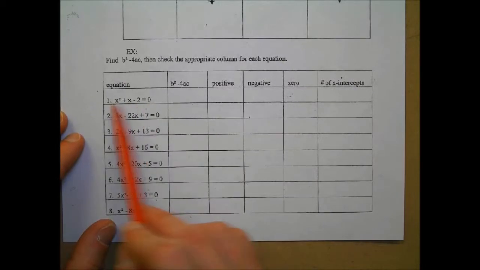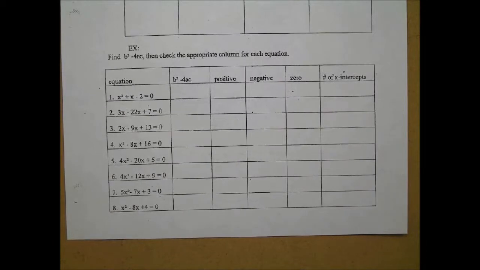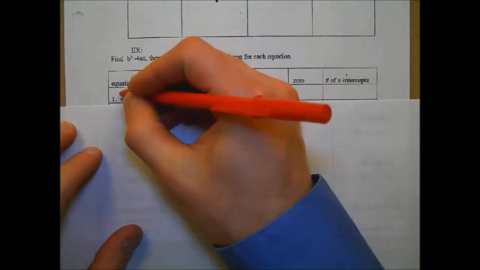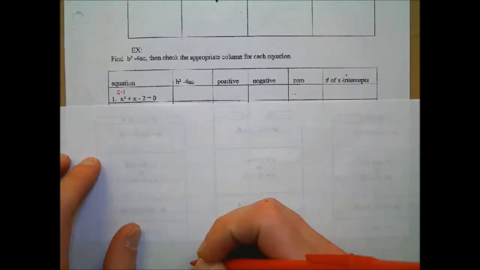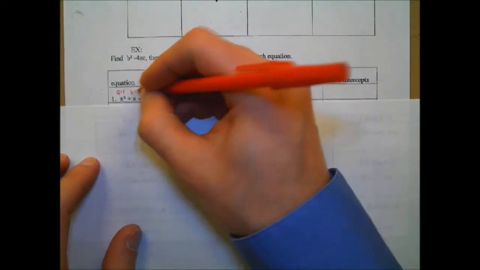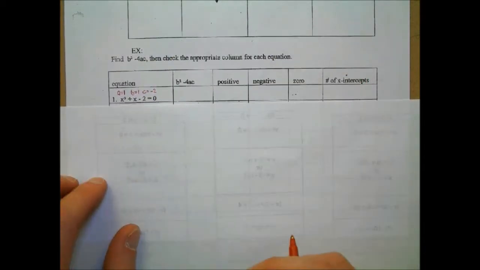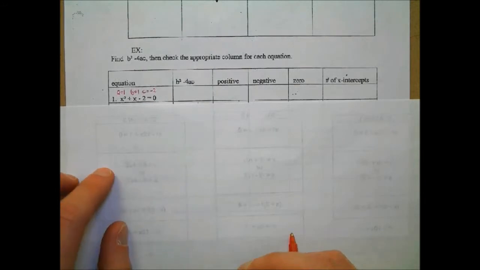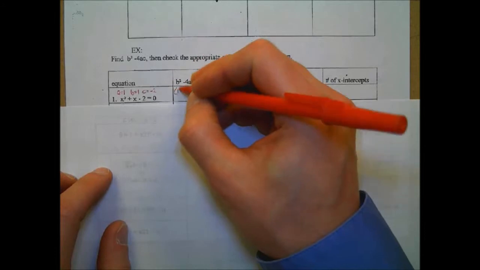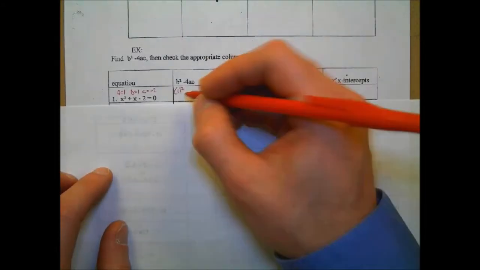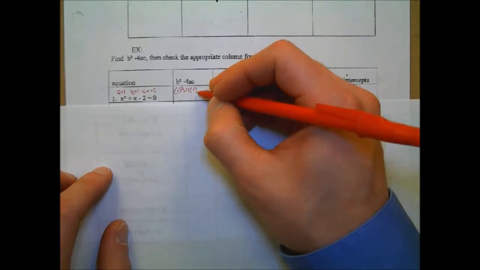Number 1. What's a here, number 1? Okay, a is 1. What's our b? 1 as well. What's our c? Negative 2. So when I go to do the discriminant, I need to take my b and square it. So I'll have 1 squared minus 4 times my a again, which is 1, times my c, which is negative 2.